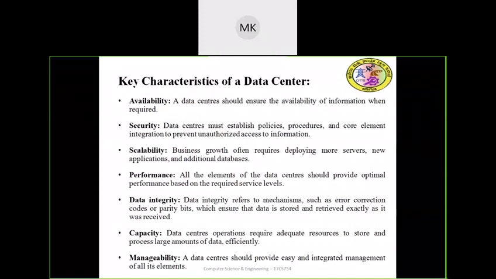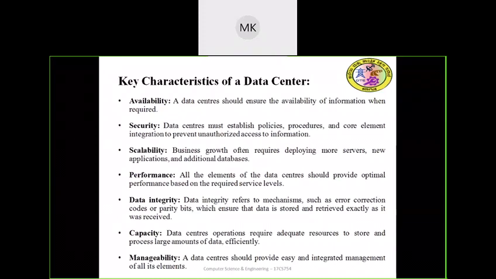Security. A data center must establish policies, procedures, and core element integration to prevent unauthorized access to information. It should be protected from hackers or intruders. Scalability. Business growth often requires deploying more servers, new applications, and additional databases. If the data keeps increasing, the data center should be scalable and compatible with that.